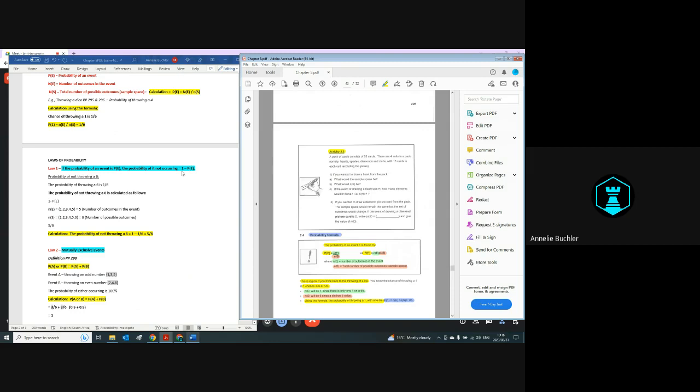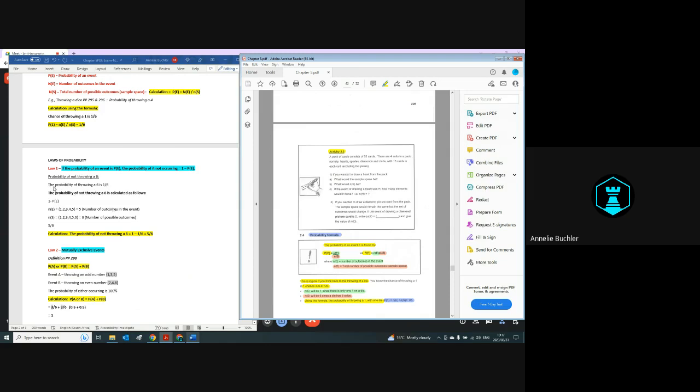So it is 1 minus P(E), okay? So your number of outcomes in the event is 1, 2, 3, 4, 5, because you are busy throwing the dice. So the number of outcomes in the event will be 5, and the number of possible outcomes will be 6. So it's 5 out of 6. So 5 out of 6 times you will not throw a 6. So this is how you do the calculation. I hope it makes sense.